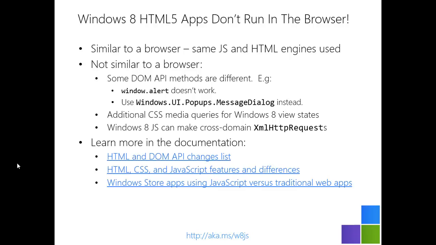For example, there's no window.alert. We have an alternative to that called the message dialog, which is in the Windows namespace. There's also specific CSS media queries for the Windows 8 snapped, filled, and full view states. Also, for security differences, Windows 8 JavaScript apps can, in fact, make cross-domain XML HTTP requests and cross-domain resource requests. And we'll talk a little bit about contexts coming up here. But there's a ton of documentation about the differences, and if you grab the slides, again, the URL is down at the bottom of the screen, you can follow the links to read up about all the changes.